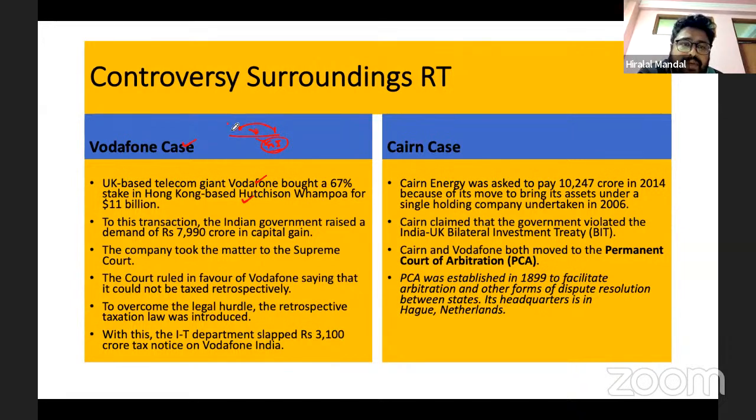Let's say there is Vodafone, a foreign company, and Hutchinson is also a foreign company, though it is operating in India, and they are exchanging their shares. Let's say Hutchinson is selling its shares to the UK company, Vodafone. So the agreement was completed in the foreign land, and the Indian government said, look, whatever agreement has happened in other countries will also come under taxation. That is what was mentioned under the retrospective tax when it comes to the Vodafone case.